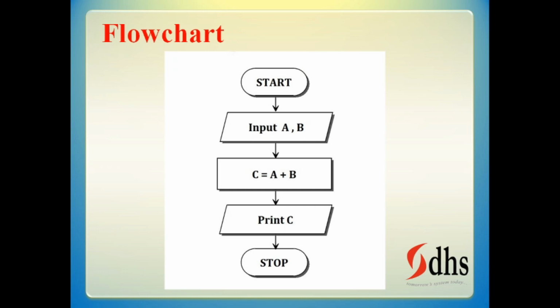An oval symbol is used for the start, and to represent the end we also use an oval. Then input A, B, which is a parallelogram input statement. Then the assignment statement, that is a process, C equal to A plus B. Print C, the output we are printing. It is very simple. I am starting with very simple ones. In due course we will go to very complex programs also. Now it is a very basic thing.